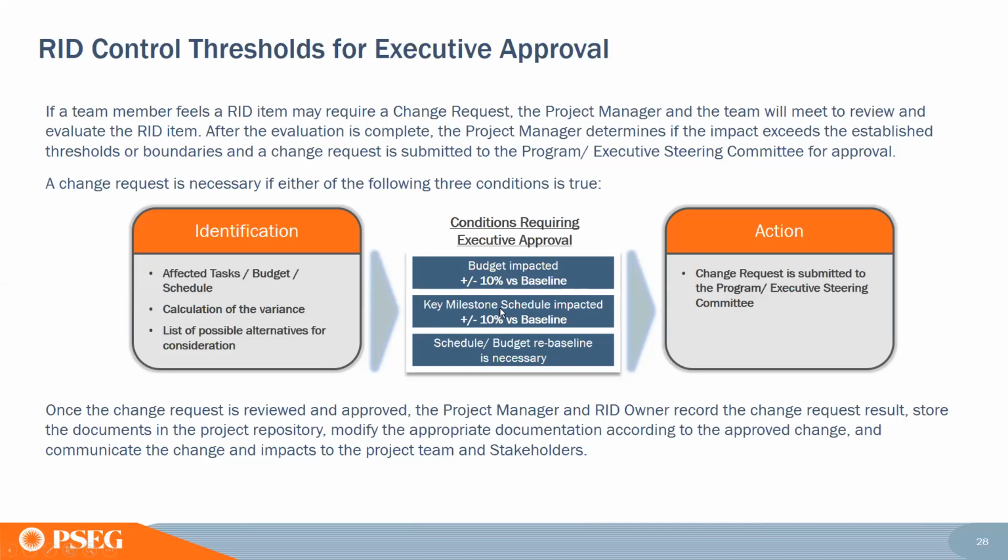As well, if a key milestone is impacted and it causes a change to your schedule of plus 10% in your baseline, or if there is a re-baseline to your schedule or budget, then again, a change request is necessary and it is submitted to the program and executive steering committee. Once that change request is reviewed, the project manager and the RID owner record the change request results in their plan and store those documents in the project repository.